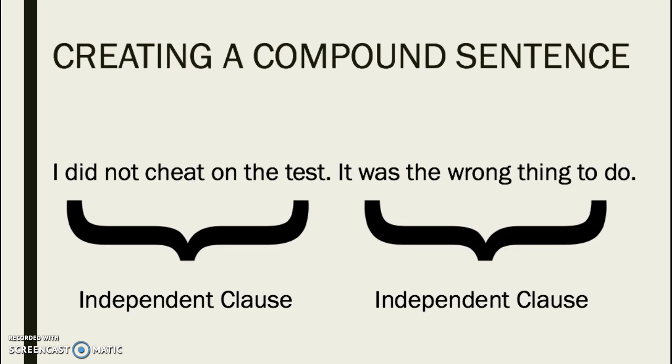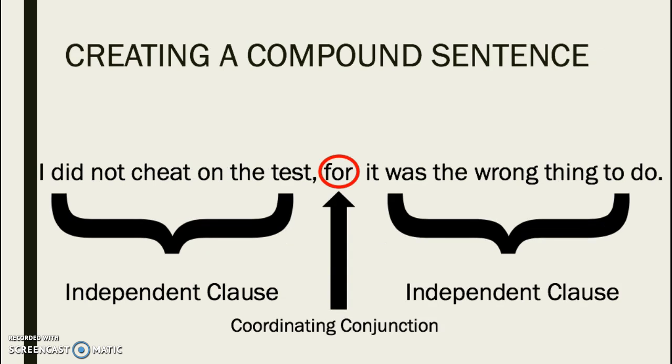To create a compound sentence now, we need two independent clauses. And notice how these two are related to each other. And that's important when we're writing so that whatever we write makes sense to the reader. So to connect the two clauses, we're going to trade this period at the end of the first clause for a comma and add our coordinating conjunction after the comma. So instead of two separate sentences, we would now have one full compound sentence that reads, I did not cheat on the test, for it was the wrong thing to do.